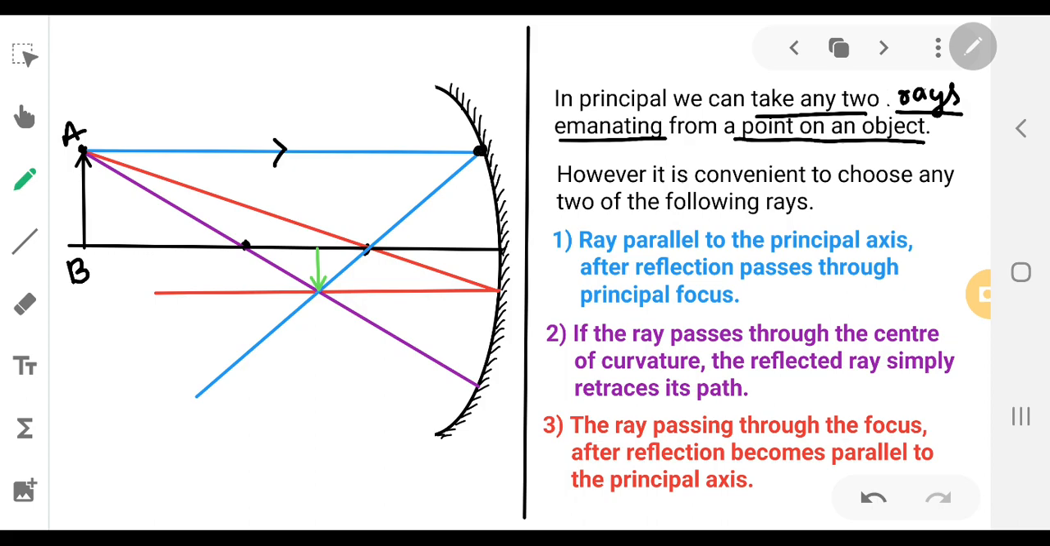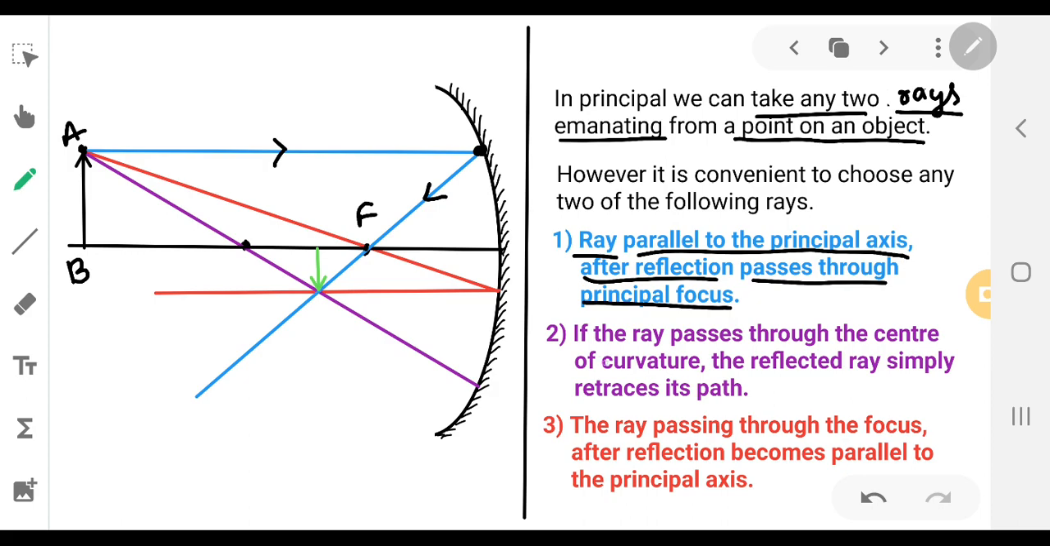So according to the focal length definition, the rays parallel to the principal axis after reflection pass through the principal focus, ಪ್ರಿನ್ಸಿಪಲ್ ಫೋಕಸ್ ಮೂಲಕ pass ಆಗ್ತಾವು. So this is the first ray that we can consider for the image formation. Nodri, ray parallel to the principal axis after reflection passes through principal focus. ಇದು ಮೊದಲನೇ ರೇ ನಾವು ಇಮೇಜ್ ಫಾರ್ಮೇಷನ್ಗೆ ಕನ್ಸಿಡರ್ ಮಾಡಬಹುದಾಗಿದ್ದು.